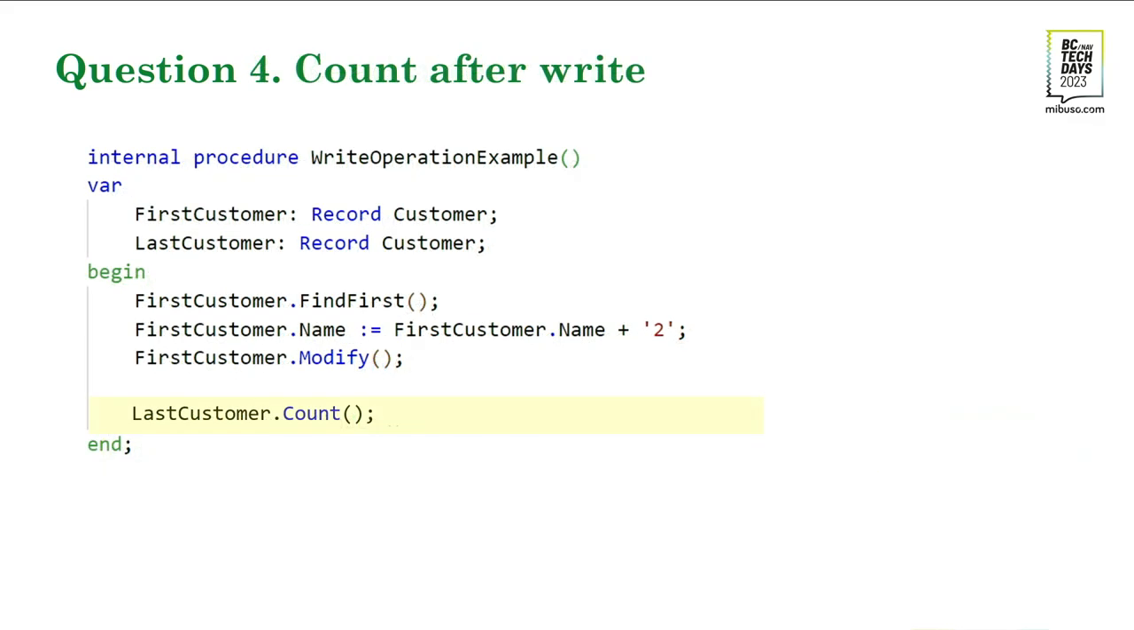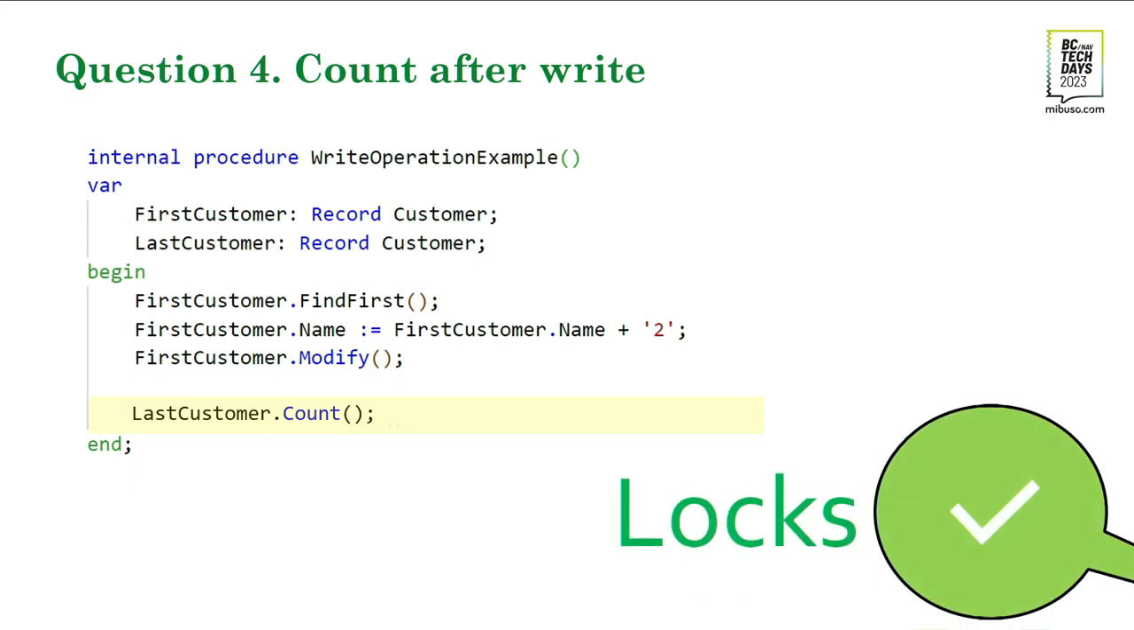Exactly the same example, but instead of find last, we are doing count. And count is a no-row operation. Is it going to lock or not? Okay, a few hands up. You guys are quite good. Yes, it locks. I was really surprised myself, but basically any read operation is going to do a lock. And in this case, it's going to be a bad lock, because these examples usually cause performance degradations.